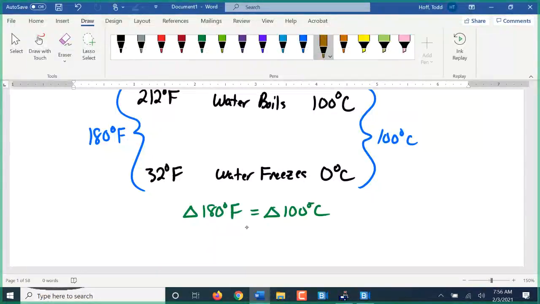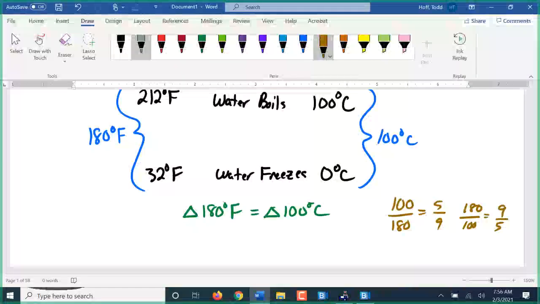If I turn that into a ratio, 100 over 180 would be 5 to 9. Or 180 over 100, divide both by 20, would be 9 to 5. Problem is, as we mentioned last semester, there is no common 0 point.